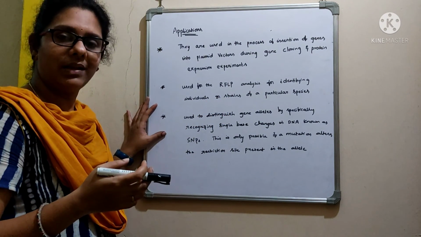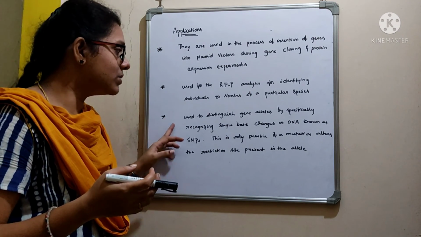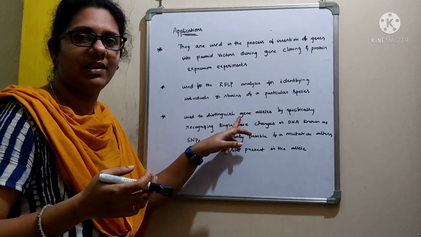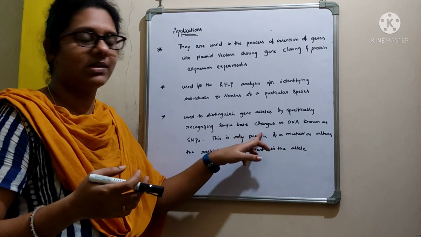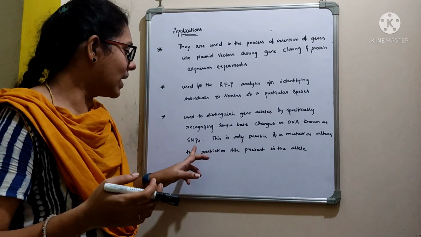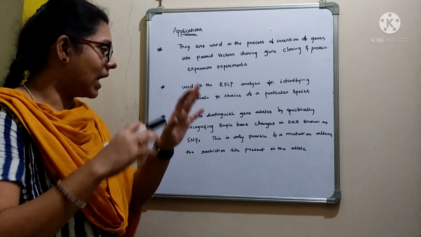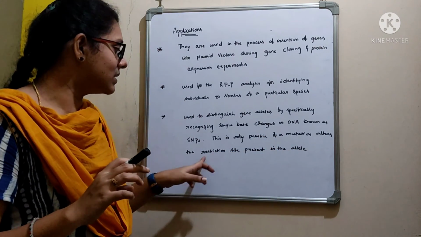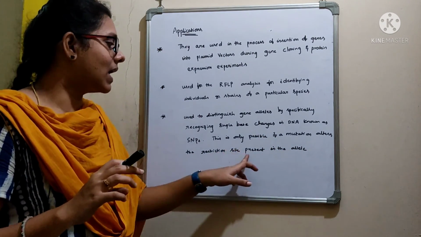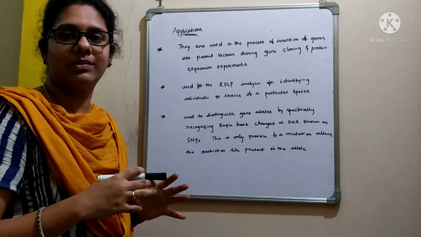And moreover, the other important application is that these restriction enzymes are used to distinguish gene alleles by specifically recognizing single base changes in DNA known as single nucleotide polymorphisms. And this is only possible if a mutation alters the restriction site that is present in an allele. Hope you all know what this mutation means.